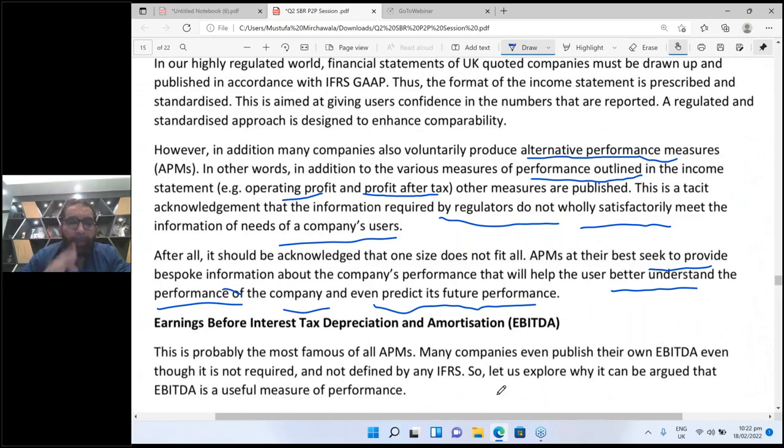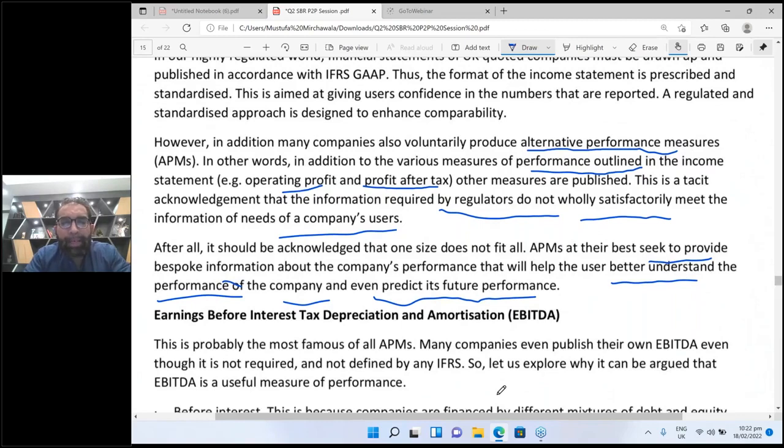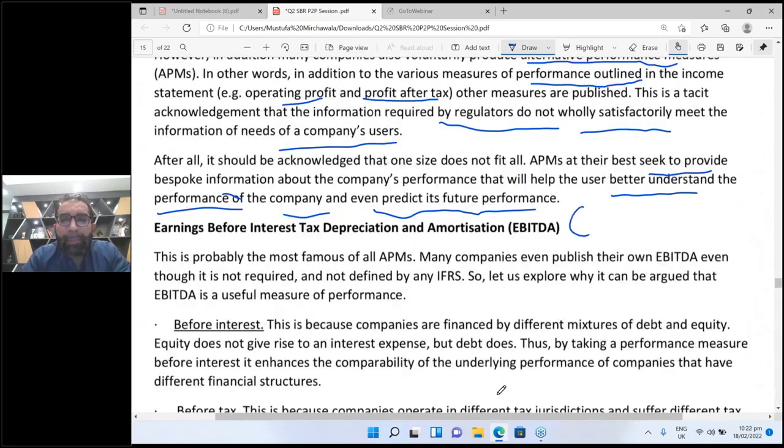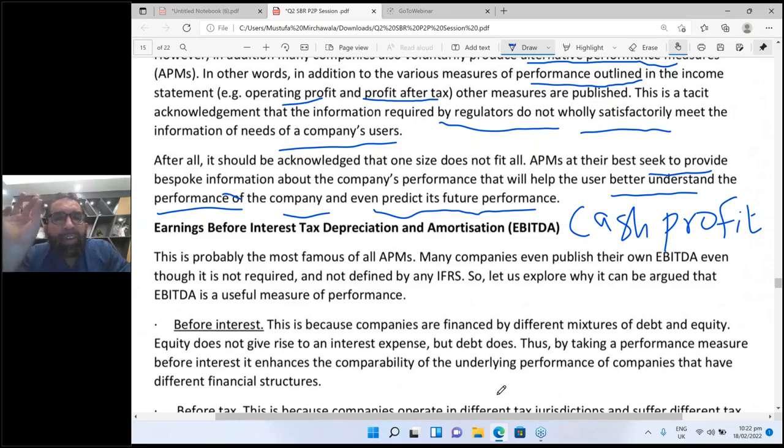Now the name of this ratio is EBITDA, earnings before interest, tax, depreciation and amortization. Some people call it cash profit. Why? Because depreciation and amortization are non-cash items. So when you remove these non-cash things, the profit is almost a cash profit. You can call it a cash profit.